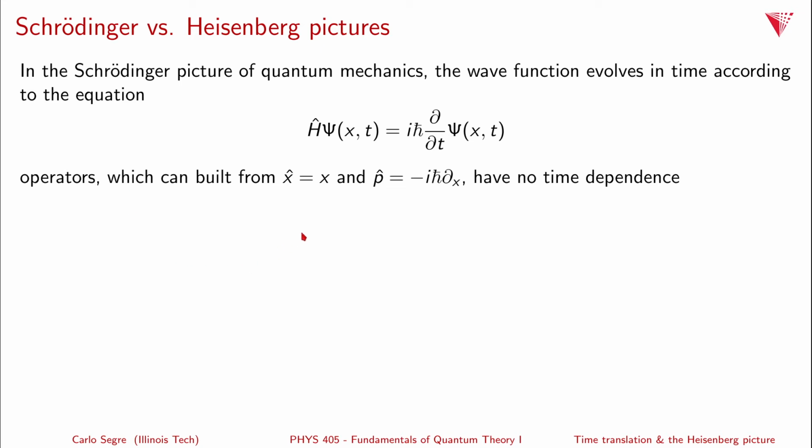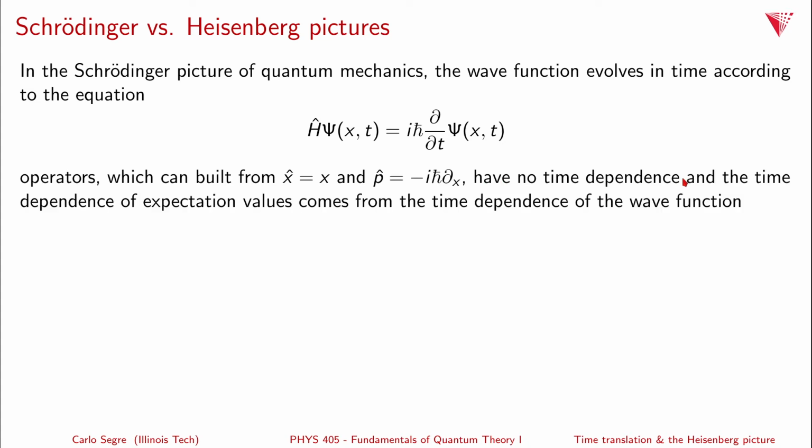Operators, which are always built from the operator x, position, and the momentum operator, minus i h bar partial with respect to x, have no time dependence. The time dependence comes only from the time dependence of the wave function itself. If we want to get the expectation value of an operator, we calculate it by sandwiching it between two wave functions that are time dependent.